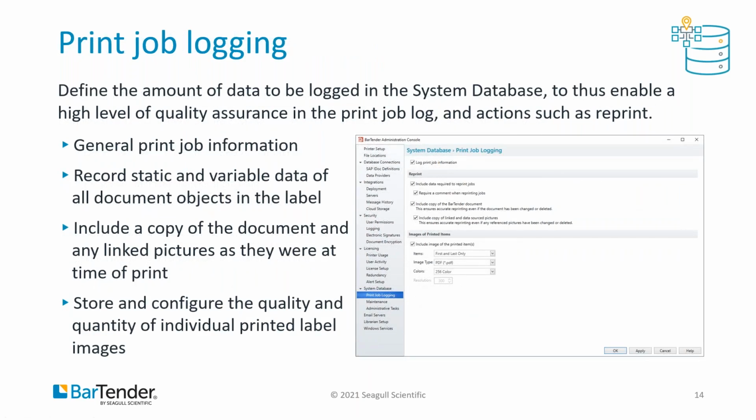Next, print job logging. This is perhaps one of the most critical aspects of traceability when it comes to BarTender. People want to know and keep a track of what has printed in their system, particularly when it comes to production. Therefore, with BarTender's print job logging, we offer quite a high degree of information, which is all configurable, that can be logged to the system database.